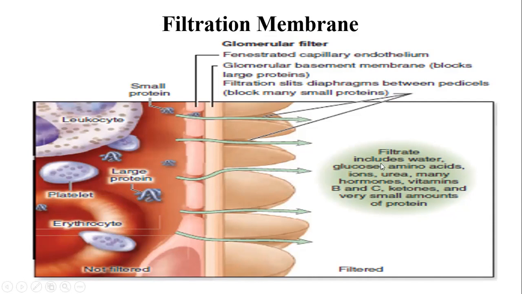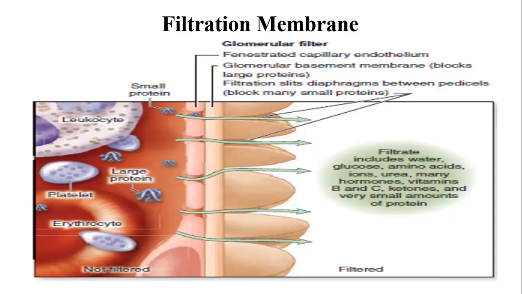So you're going to find that the filtrate includes water, glucose, amino acids, ions, urea, and many hormones, vitamins B and C, ketones, and very small amounts of protein. So all these are able to go through. Remember, they're saying small proteins. Please don't misquote me: small proteins can go through, but large proteins can never go through.